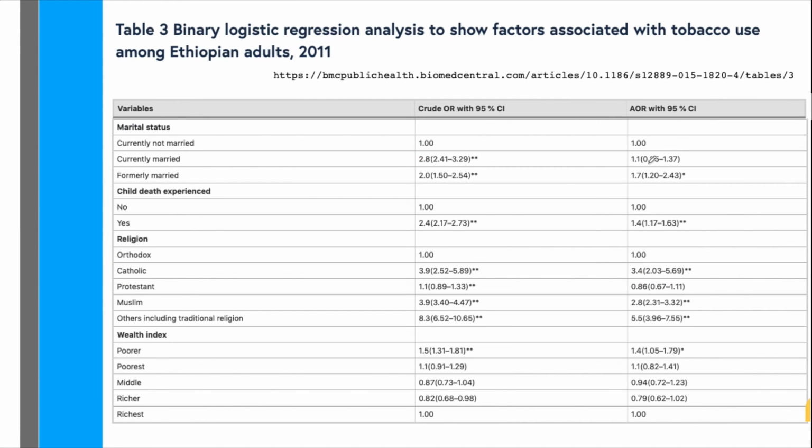So another one, for example, this one, 1.7, this indicates that the odds of tobacco use among formerly married individuals is 1.7 times compared to currently not married or those who are single. Then for example, this tells us that the odds of tobacco use is 2.8 times among Muslims compared to those who are Orthodox. Another one, for example, 1.4. So this tells us that the odds of tobacco use among those in the poorer wealth index is 1.4 times compared to those in the richest wealth index.